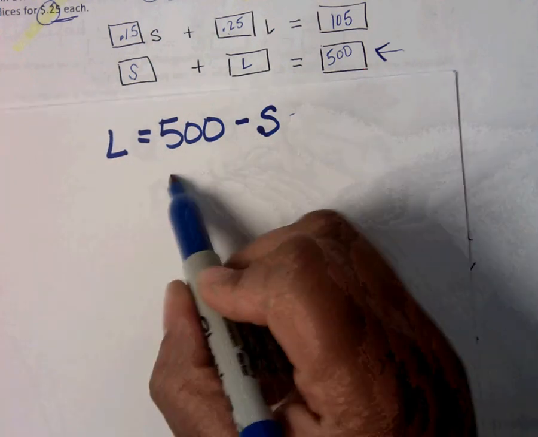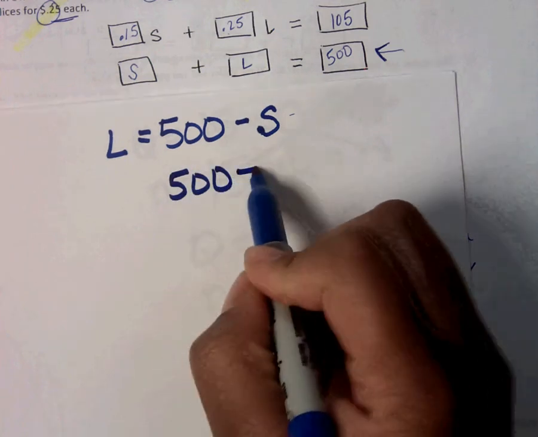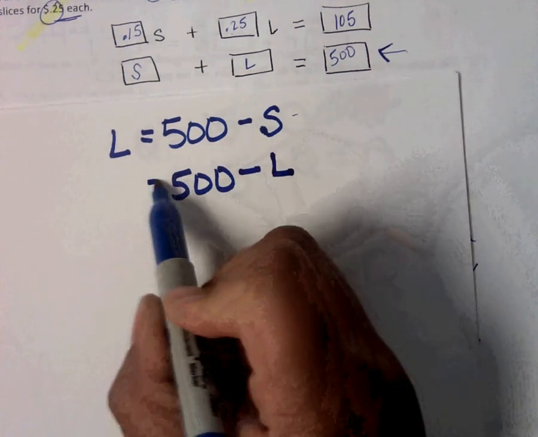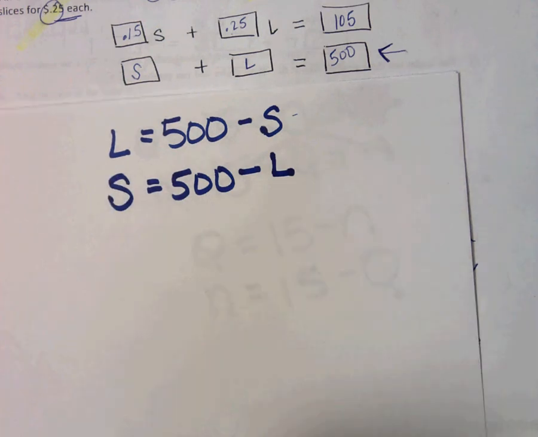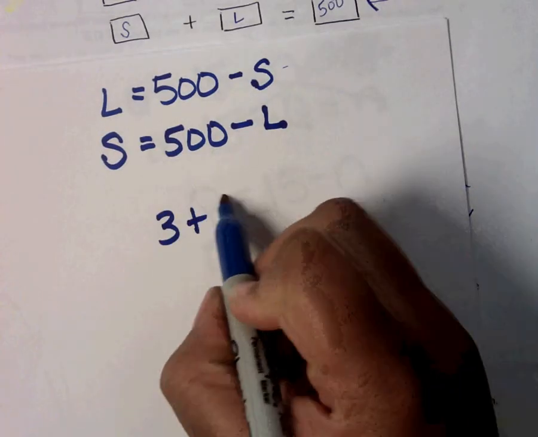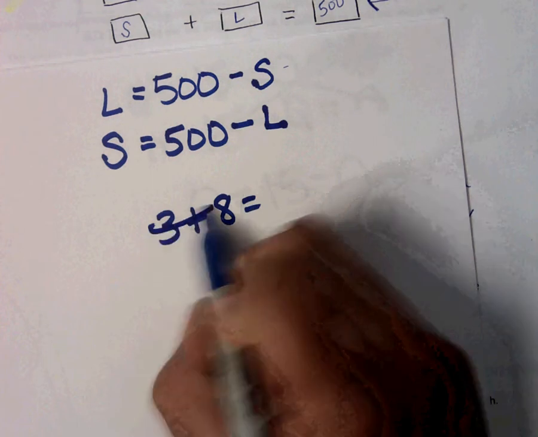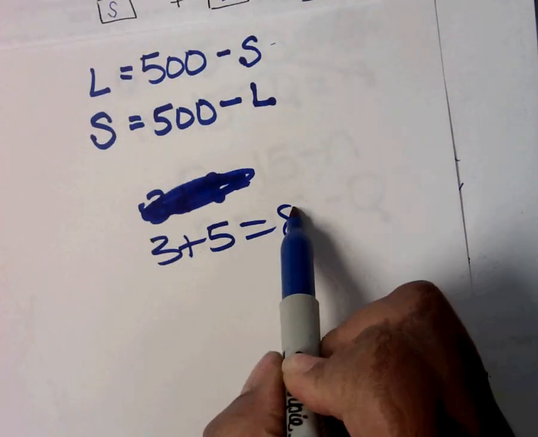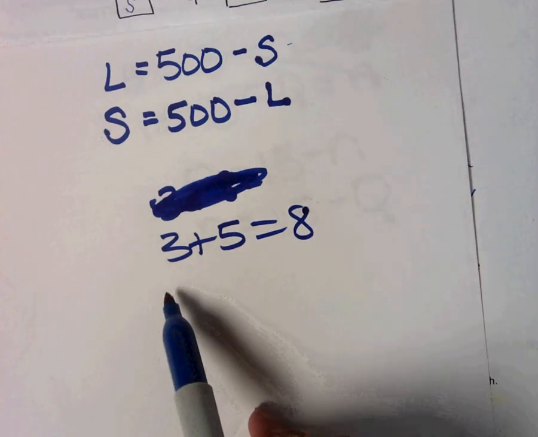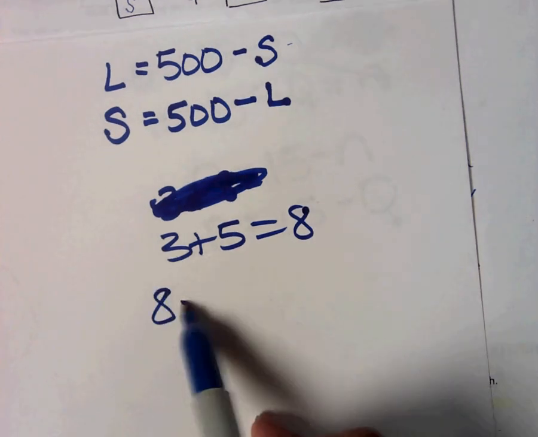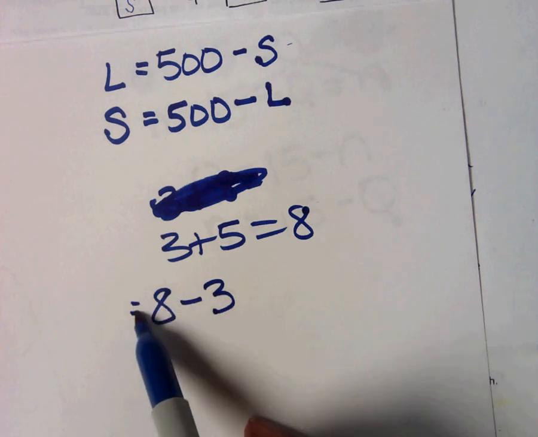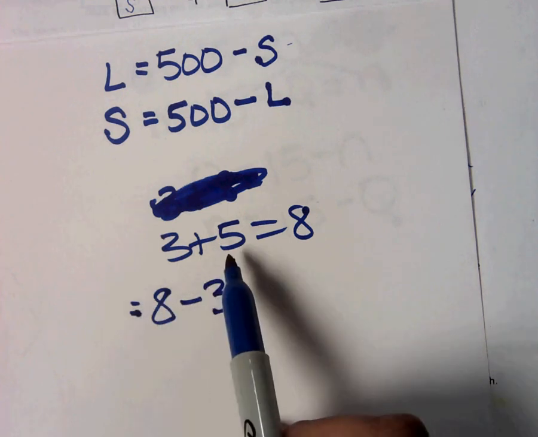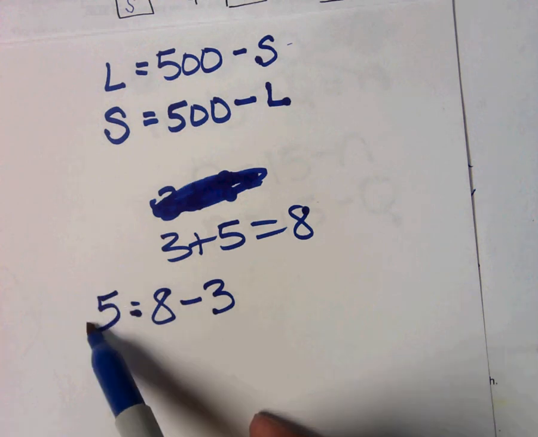Let's do 500 the total. Instead of S, let's get rid of L. It will equal S. Now, let me give you some numbers so that you can see how that works with the number in front. So let's go back to that 3 plus 5 equals 8. We did the total, 8. We took off 3, and we got, automatically without thinking, 5.